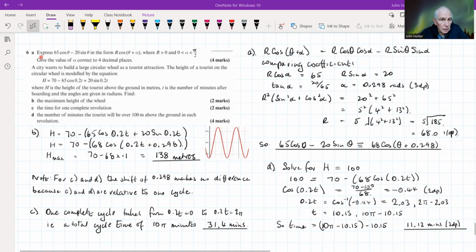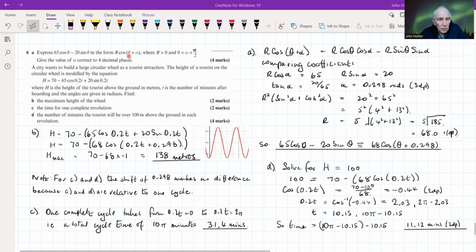Okay, let's have a look. Express 65 cos theta minus 20 sine theta in the form r cos(theta plus alpha), where r is greater than 0 and alpha is between 0 and pi by 2. Give the value of alpha correct to 4 decimal places. Then he goes on to say in part B about building a large circular wheel.